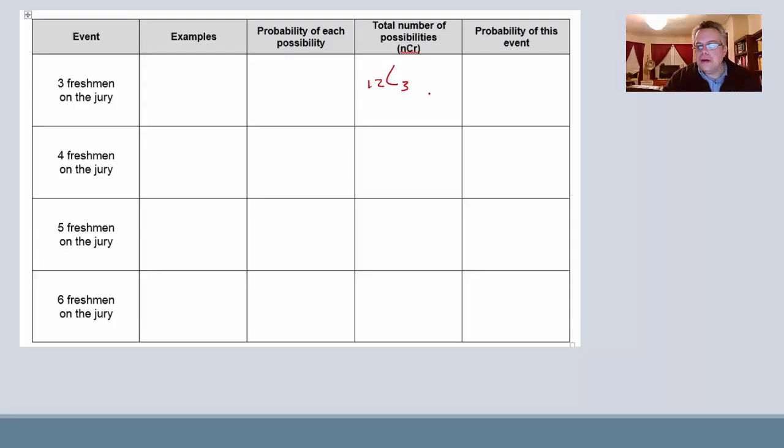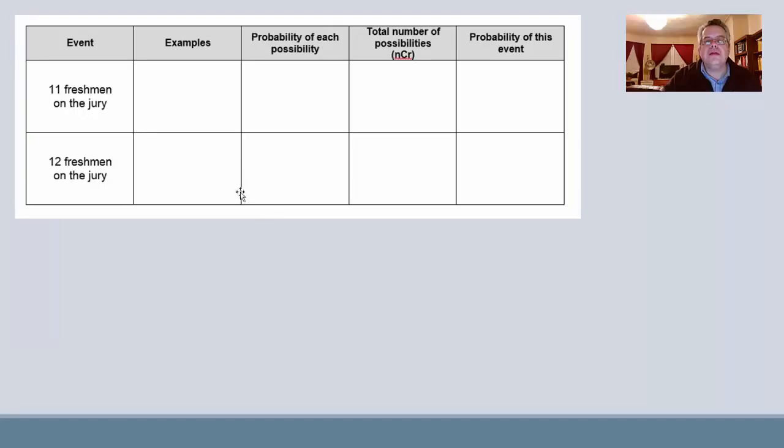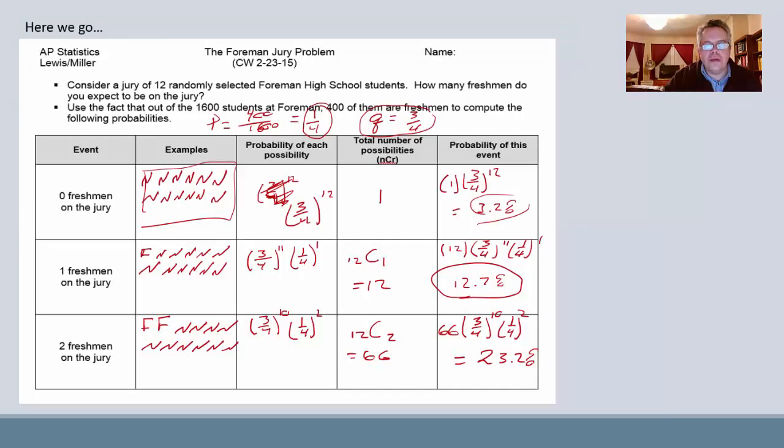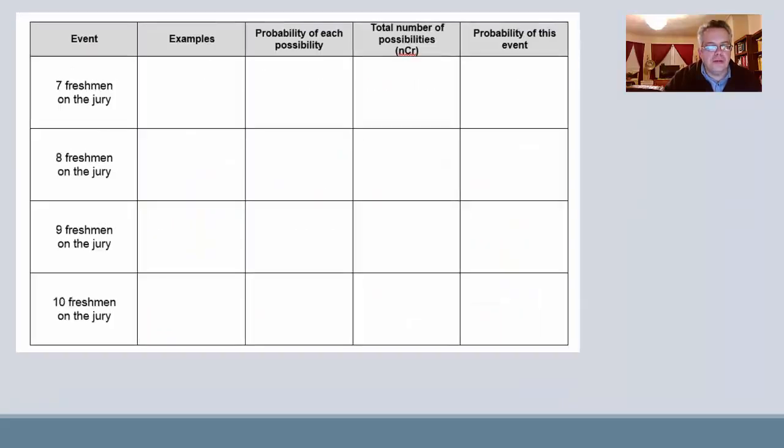Okay, so this will give you a lot of practice, and this is how binomial probabilities are computed, at least by hand. So go ahead and finish 3, 4, 5, 6. You're going to go ahead and do probably 7, 8, 9, 10. Some of these start getting very unlikely, so watch out for scientific notation. By the time you get near the end here, some of them are extremely unlikely. Very unlikely you're going to have 10 freshmen on the jury, let alone 11 or 12. So you're going to start where we started, 0, 1, 2, copy that, and then like I said, go on, take it 3 through 12.